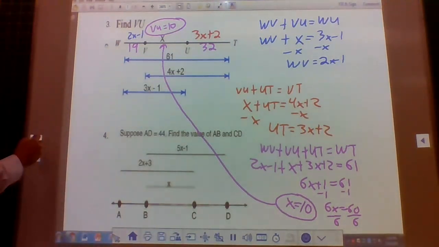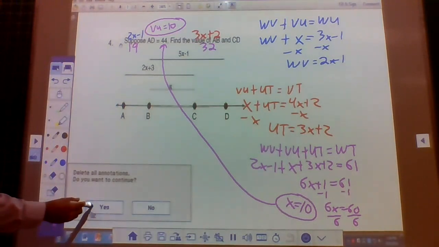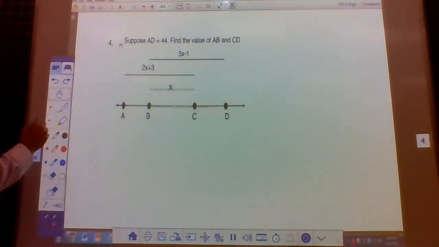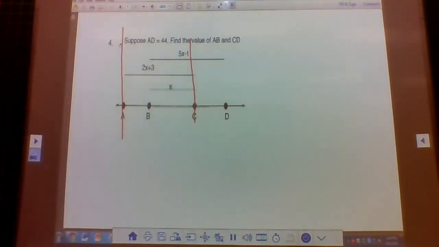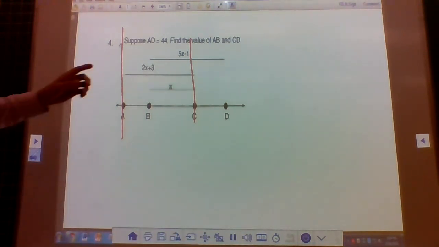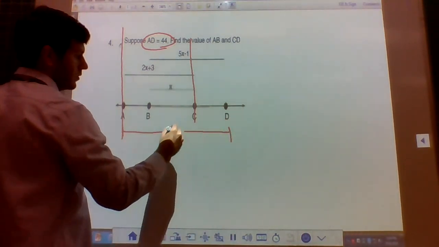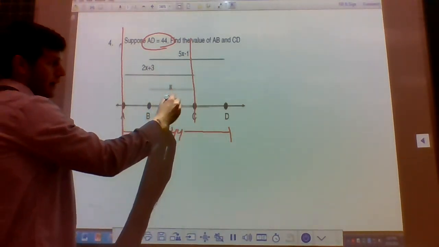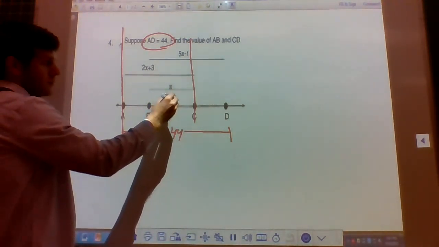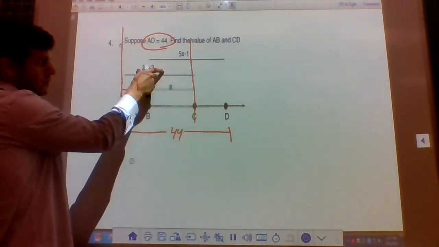All right, so let's look at number 4 here. Okay. Again, let's look at this piece first. So one thing we want to note, AD is 44. So AD, the whole thing is 44. Okay, but this piece, so we have X, right? This piece is X. So we need to find this piece, right? So this piece plus this piece is this piece.